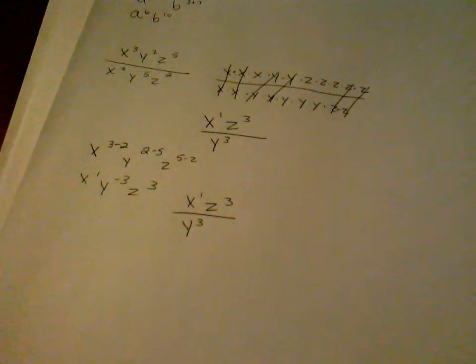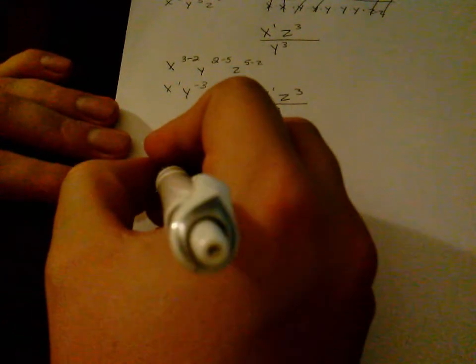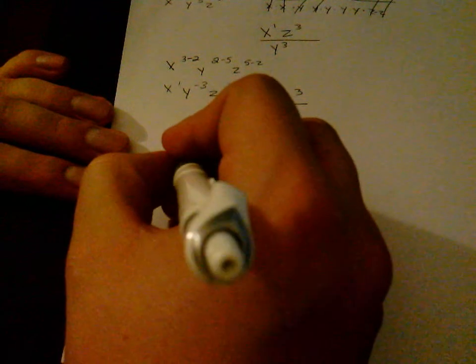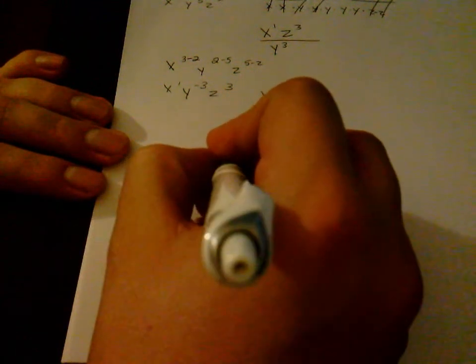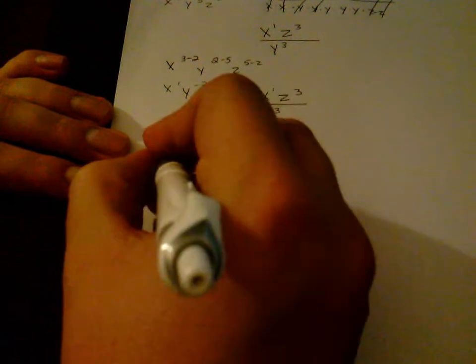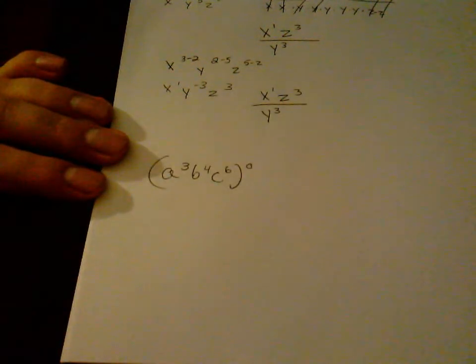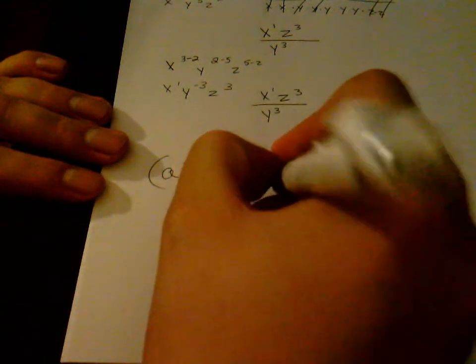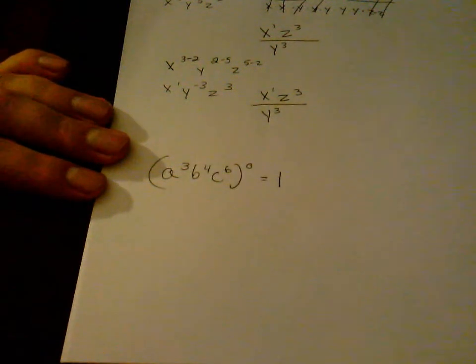Okay, so let's say we had A to the third, B to the fourth, C to the sixth, all raised to the 0 power. Once again, anything raised to the 0 power equals 1. Now, this is not to be confused with something like this.